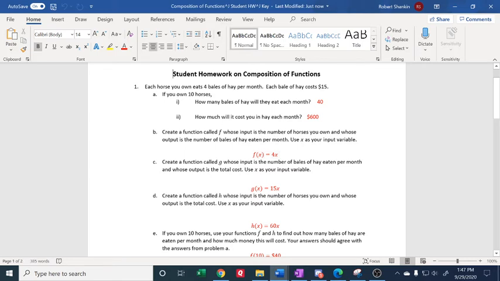This function, input is number of horses you own, output number of bales of hay eaten, that's 4x. The input is number of bales eaten, output is the total cost. Each bale costs $15, g of x is 15x. And then this function, h of x, is combining both of those.